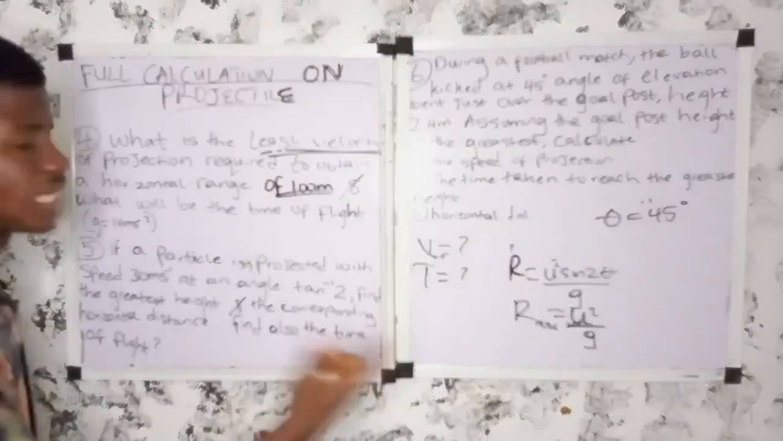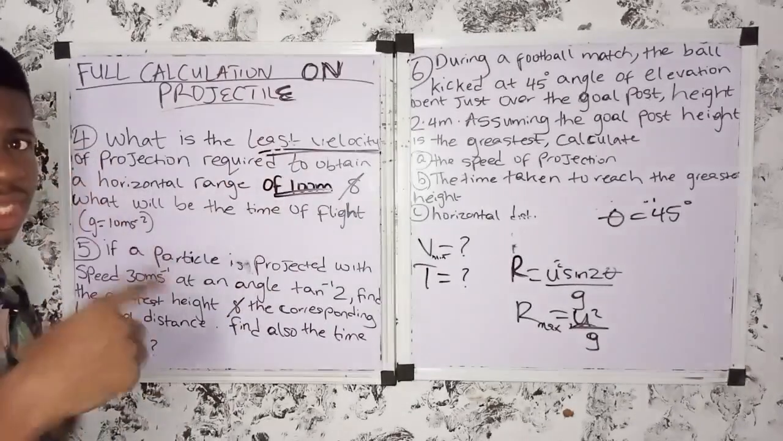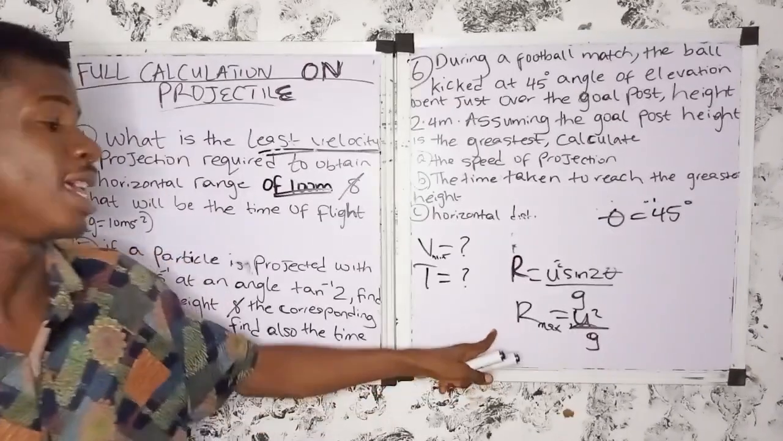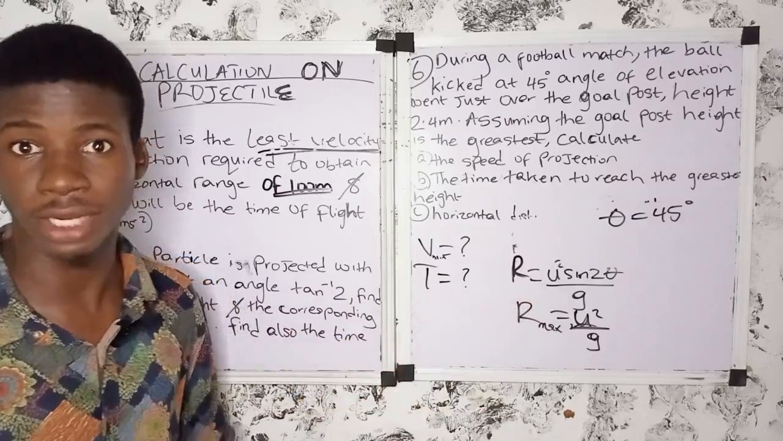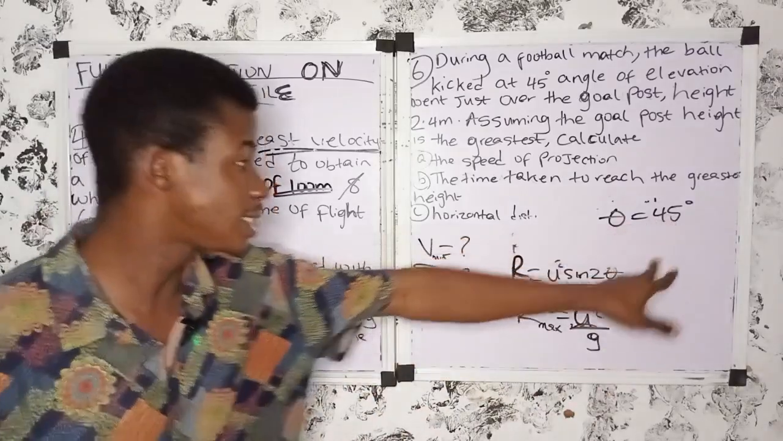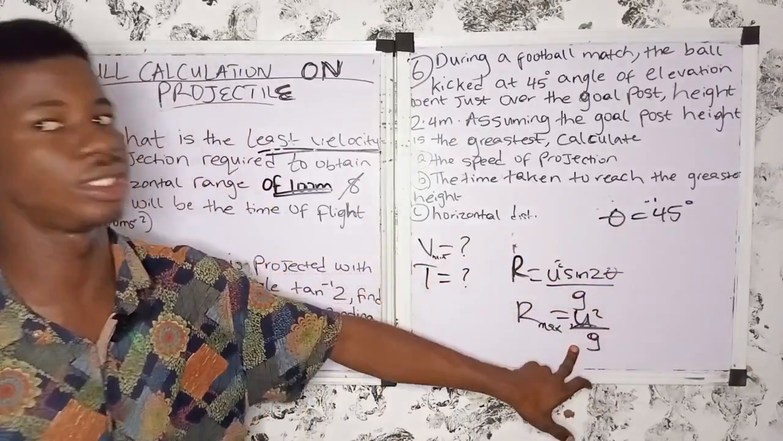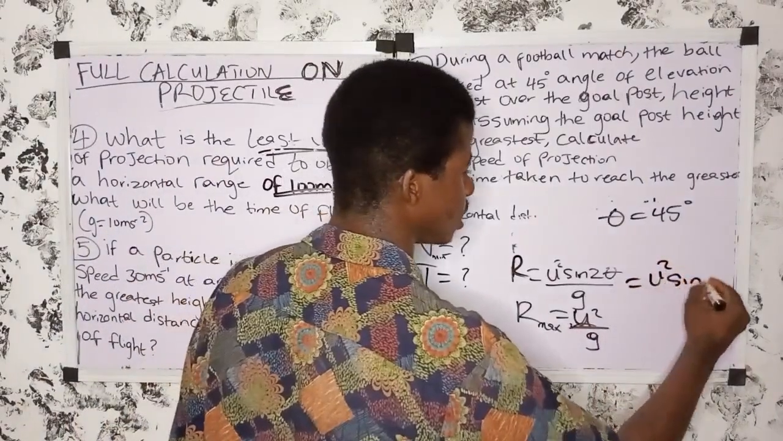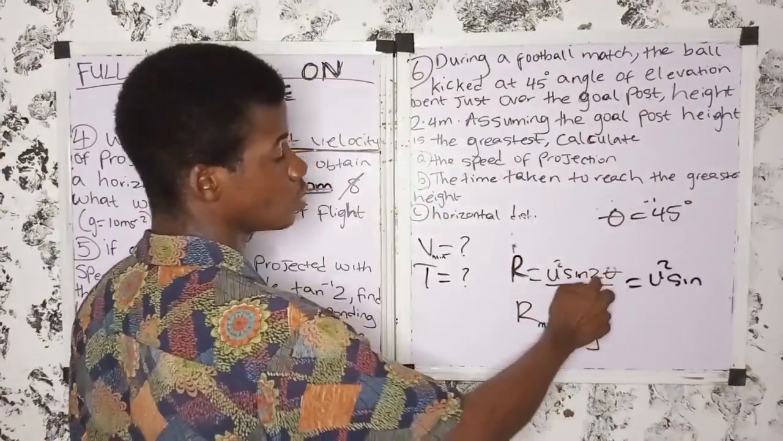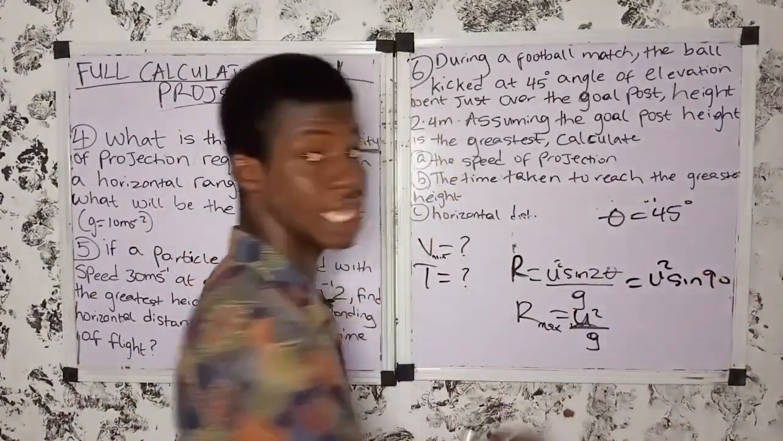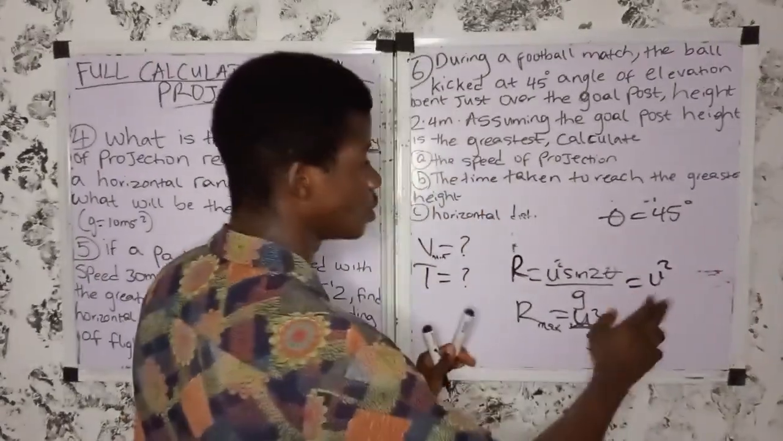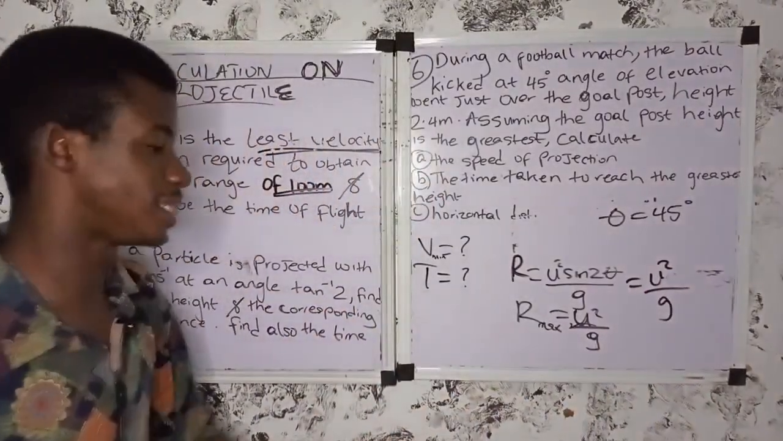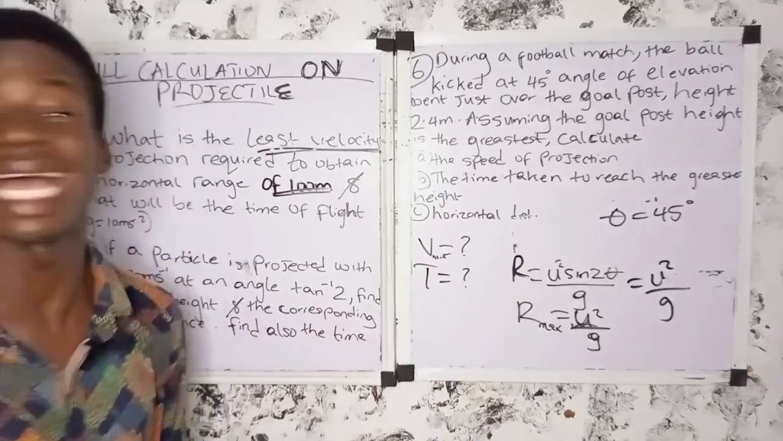Since they're asking us to look for least velocity, this least velocity usually occurs when range is maximum. So we are going to use the second formula. Even if we use the first formula, we still get the same answer. Let me just show you. u square sine of 2 times the angle, where the angle is 45, 2 times 45 gives us 90, right? So sin 90 is 1. So u square times 1 will still give us u square, so it becomes u square over g. So we have arrived at this. We are going to use the same thing.